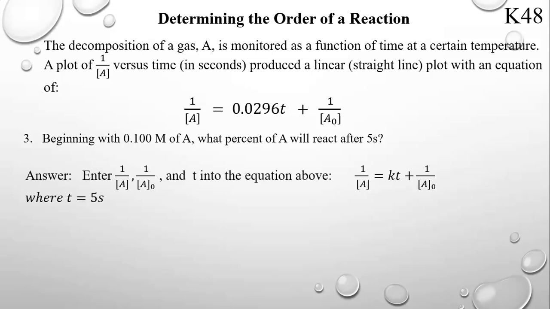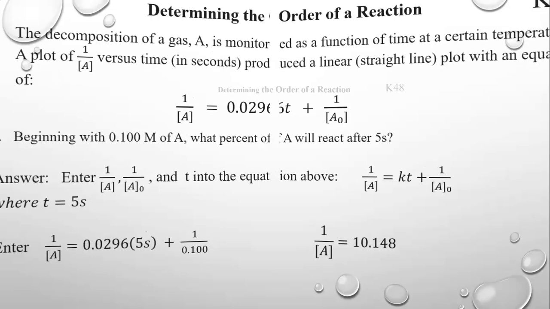So you enter the values in. There's the equation. You put t equals 5 seconds. And there's the numbers. Be comfortable that those are the numbers that should be put in there. And now you just go ahead and compute that, and you get 1 over A equals 10.148. Of course, we're not interested in 1 over the concentration of A. We want to know the concentration of A. So to get that, you take the reciprocal of 10.148.